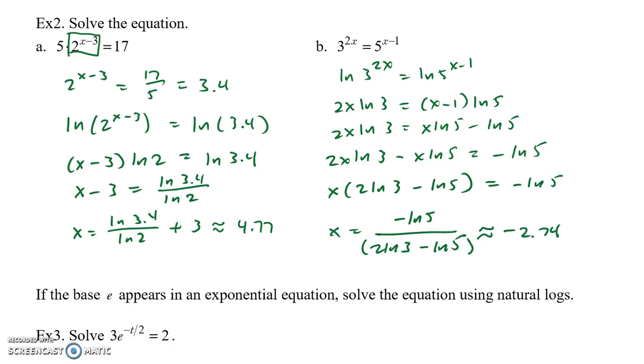Do not approximate, say, at this step right here. Do not approximate ln of 3 and ln of 5 until you have completely solved for x. Because the best you can do at that point is obtain an approximate solution. And there's really no need to do that until you've solved for x. Try to obtain an exact solution. You will be expected to do that on the next test.